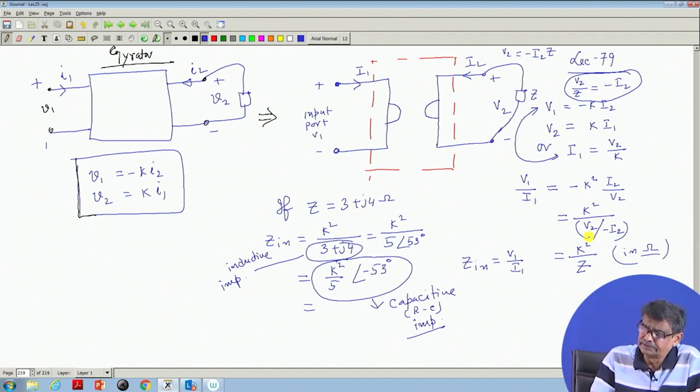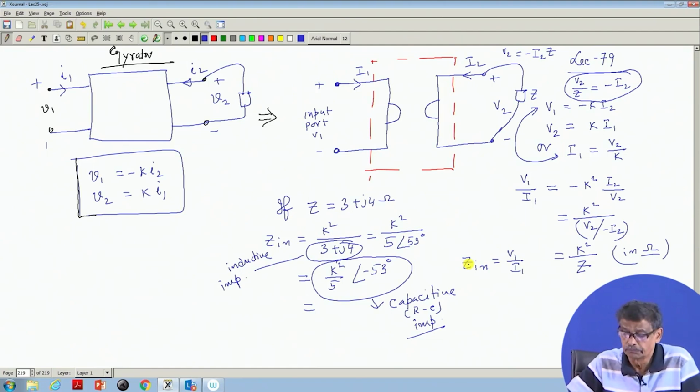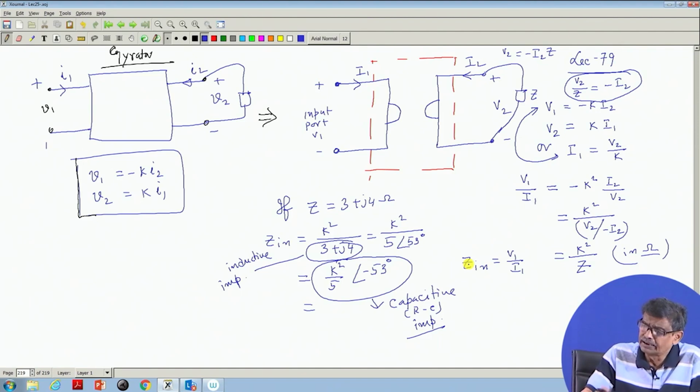Therefore, this gyrator representation is like this, and you can write down the basic equations, and if some impedance is connected, the impedance seen by the input port can be easily calculated. Okay. Also remember that a gyrator is not symmetric.